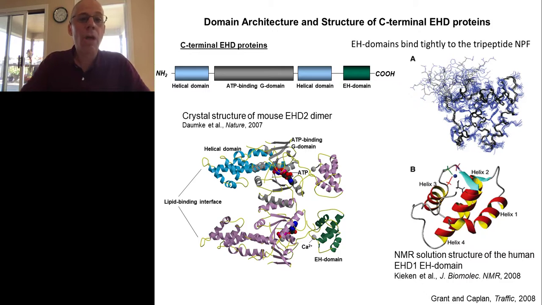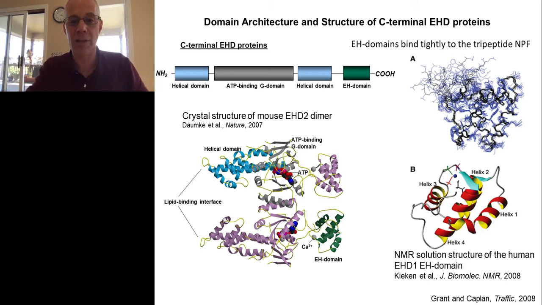So what is EHD1 and what does its domain architecture look like? And if we look at the schematic diagram up on the top left, we can see that this family of proteins has essentially an ATP binding G domain sandwiched between a couple of helical domains, and then another domain at the C terminus, which kind of gives the protein its name, which is an EH domain or EPS15 homology domain, based on its homology to a family of about 35 to 50 different proteins that have a domain that has a similar structure and similar, or at least homologous amino acid residues.